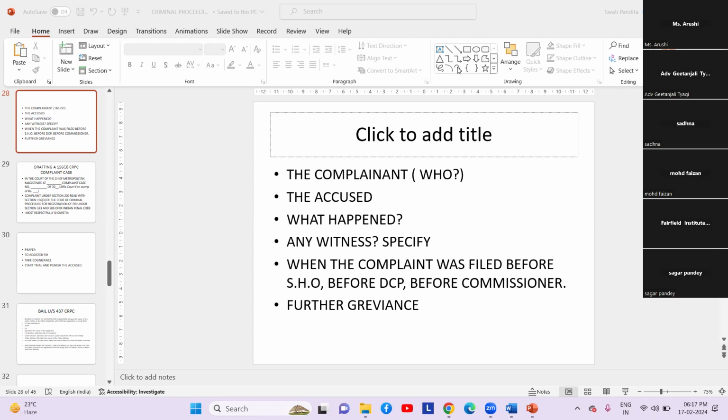When the money angle is involved or some civil dispute is involved, it is very difficult. And I'll also tell you one important thing: in every civil matter, you will find a lawyer who will get a criminal case invoked against the client. And in a criminal case, there will be very rare chances where a civil case will be made out.